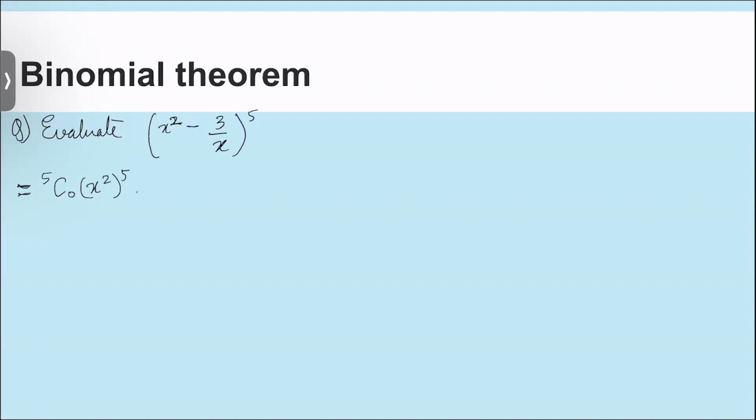Now since we have a negative sign in between, if you remember the special cases that we just did, whenever you get a negative sign before your b, your alternate terms will have the opposite sign. So if your first term has a positive sign, your next term will have a negative sign. So now we will have minus 5C1, x squared raised to n minus 1, so that is 4, and you will have b raised to 1.